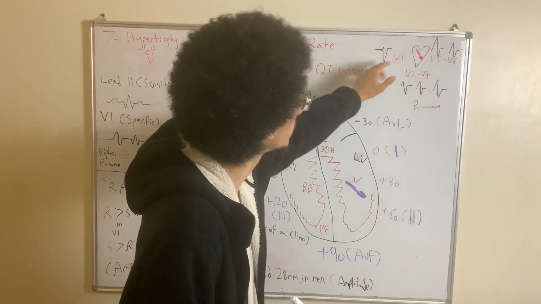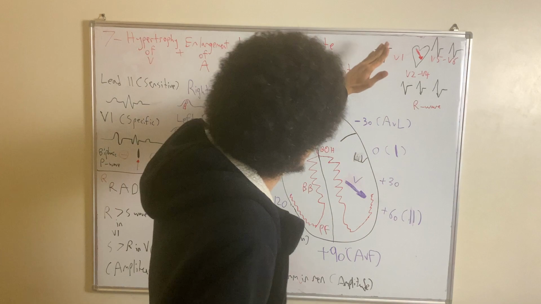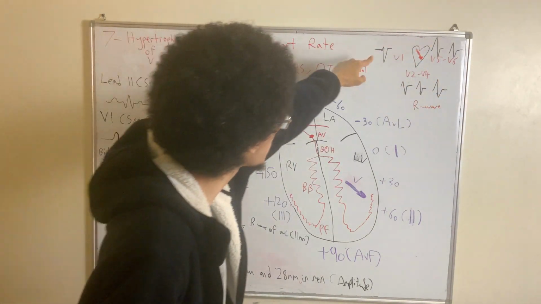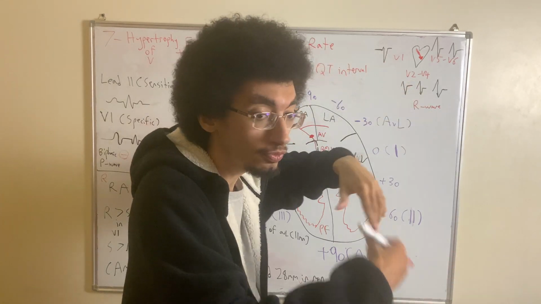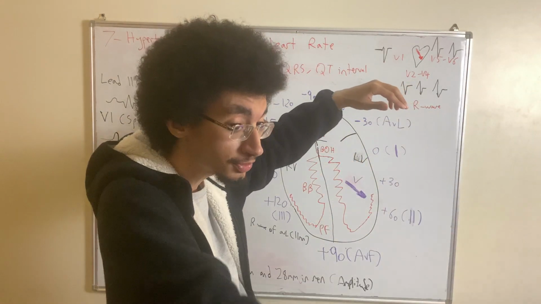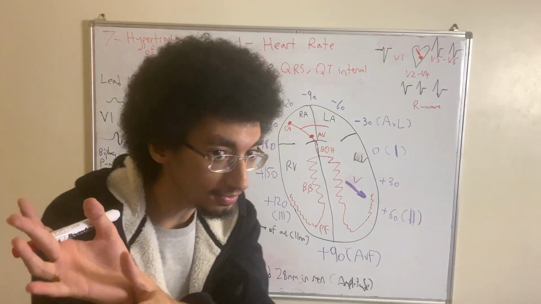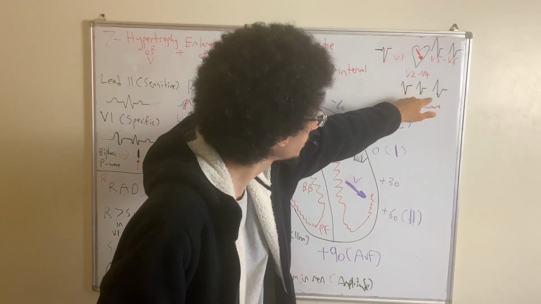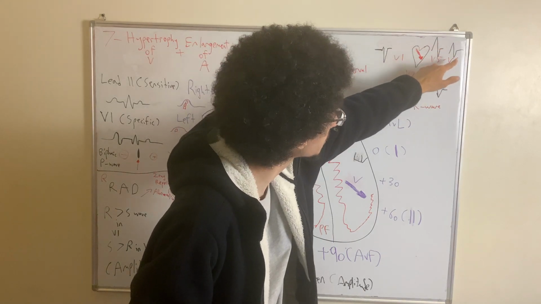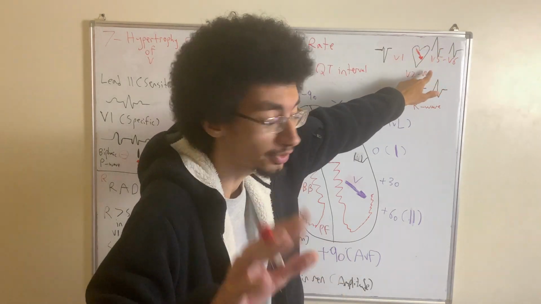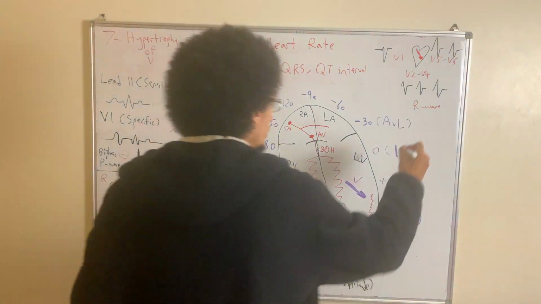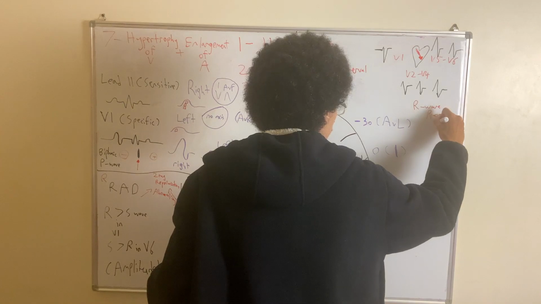And by the way, if you notice throughout, you can see that the R wave, as we go from V1 to V2, V3, V4, V5, and V6, if you notice, as we go through each precordial lead from right to left, the R wave is getting bigger and bigger and a little bit smaller in V6 compared to V5. That's normal.